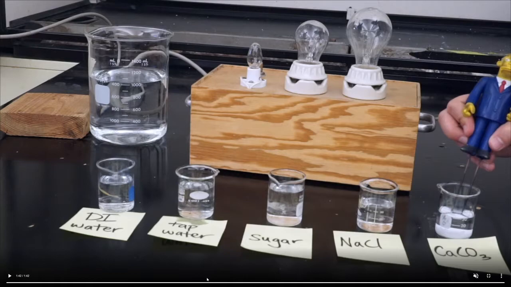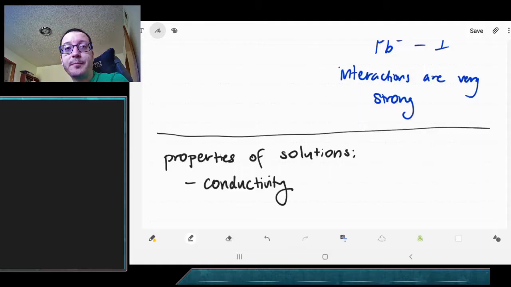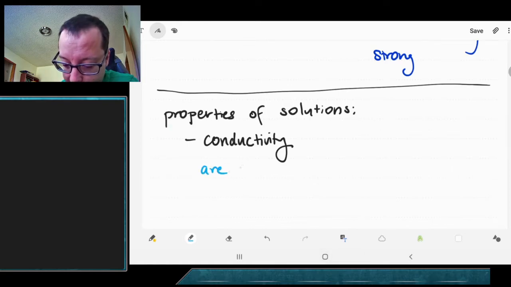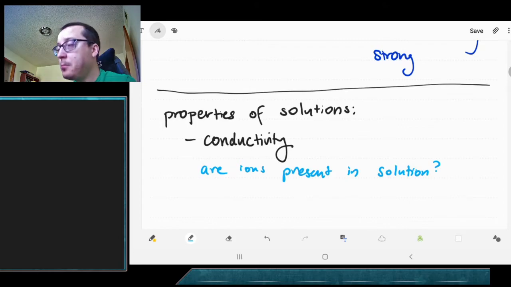You can see the calcium carbonate is still solid at the bottom there. It doesn't dissolve. So we're going to see that even though it's ionic, it's made of ions, because it doesn't dissolve, there are not ions present in solution there. So conductivity is all about whether ions are present. And we're going to see that if there are ions, then yes, we can conduct electricity.